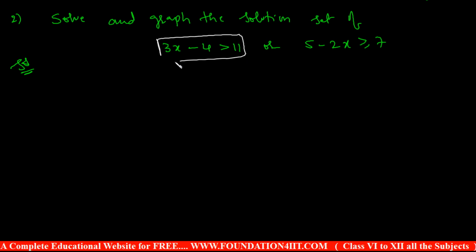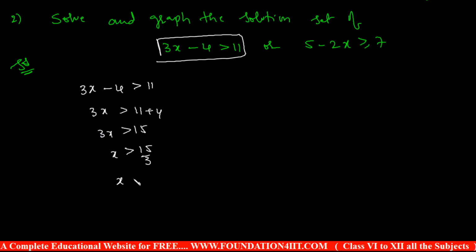Let us take the first one. We can make it 3x minus 4 is greater than 11. 3x is greater than 11 plus 4, okay, plus 4 on this side. 15. 3x is greater than 15. x is greater than 15 by 3. So x is greater than 5. The x value is greater than 5. This is one.